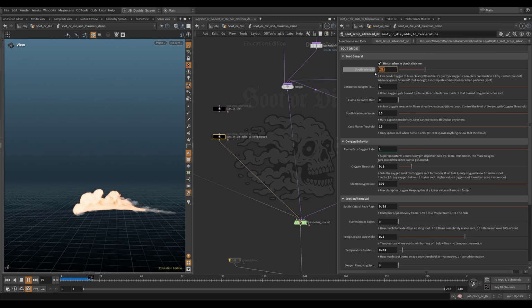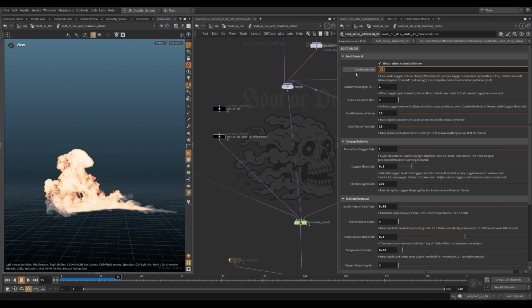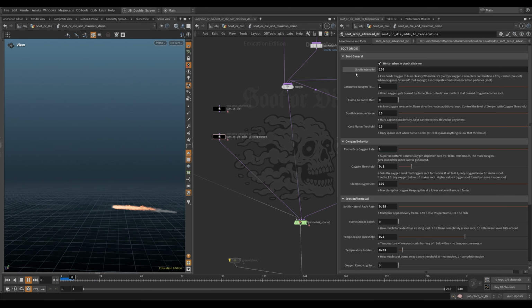This is the global multiplier. This is the main kind of intensity for when oxygen gets burned. But if you're also using flame to soot, then the global multiplier will multiply all of them, right? So now we have one here, but we can obviously say 150, and we're going to get a lot of black smoke again. So just global multiplier at the top. Then we have the flame to soot that I already showed you.